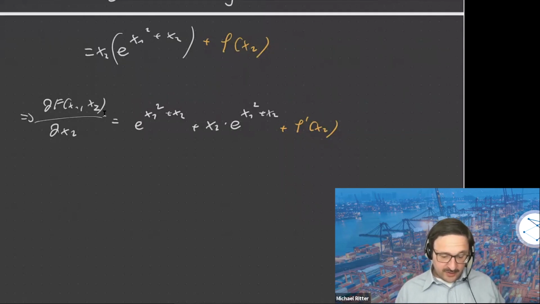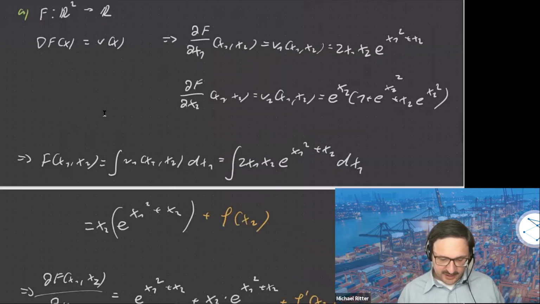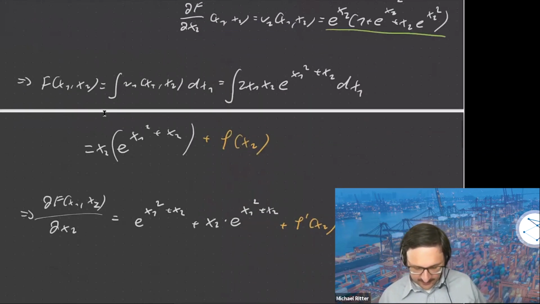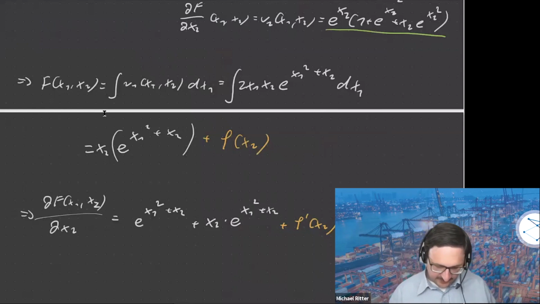Okay, what we know is this is supposed to be equal to this expression here. So let's copy that here: e to the x2 times 1 plus e to the x2 squared plus x2 e to the x2 squared. All right?